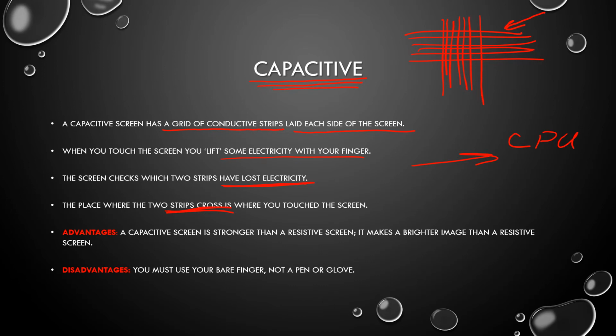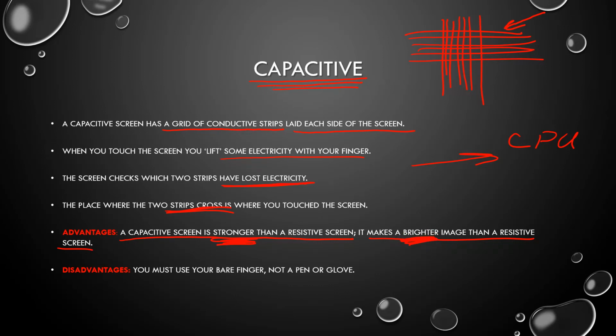Now the advantage is that it is a stronger screen than resistive. It's going to look a lot brighter and it's a lot more durable. Which are two big benefits when you're carrying something around in your pocket, because you want something to be stronger, and because you use it a lot outside, you need it to be brighter.